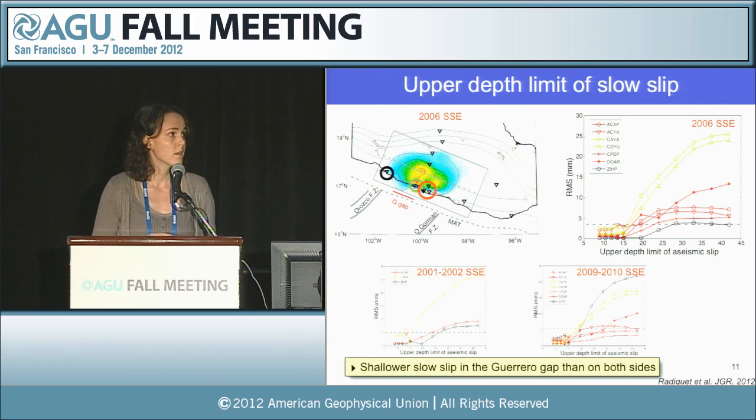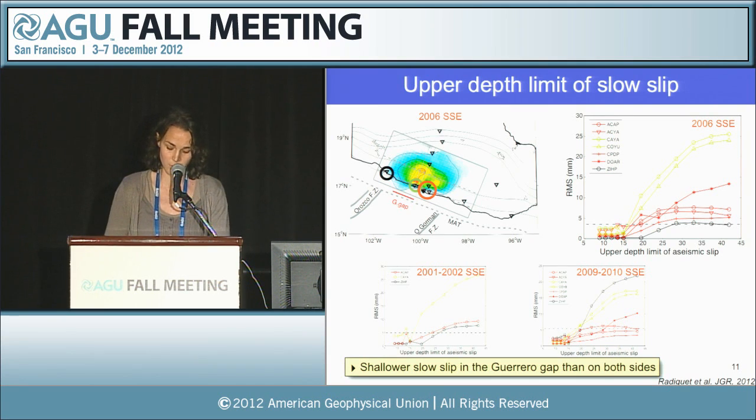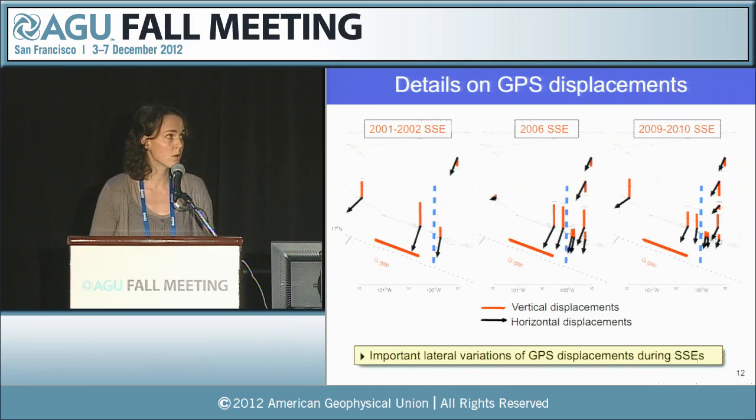It means that in order to fit the data of the GPS stations located in the Guerrero gap, we need our model to have shallower slip. So the slip seems to be shallower in the Guerrero gap than on both sides of the gap. So where does this come from?